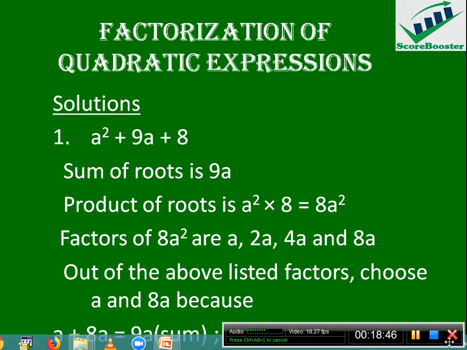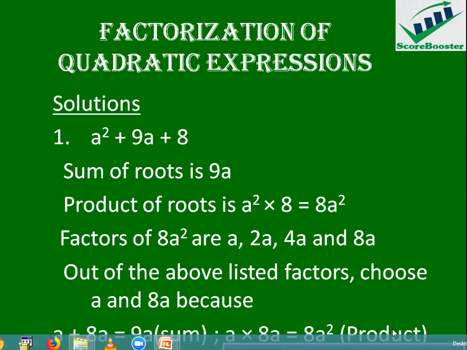After that, we have to find the factors of 8a squared. So what you do is you first write down the factors of 8. Here we have positive 8, so you write only the positive factors of 8, which are 1, 2, 4, and 8. And then you multiply each factor with the unknown variable a, which would now be 1 multiplied by a, 2 multiplied by a, 2a, 4 multiplied by a, 4a, and 8 multiplied by a, 8a. So these are the factors of 8a squared.